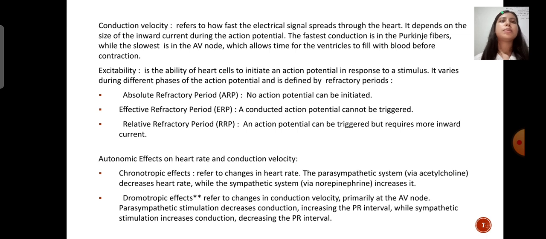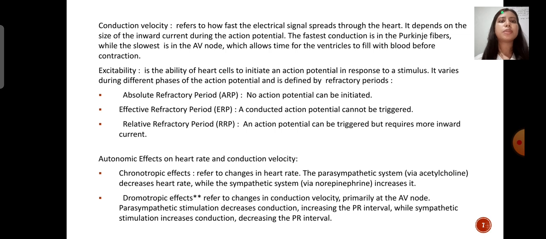Now, excitability is the ability of the heart cells to initiate an action potential in response to a stimulus, and it varies during different phases of the action potential and is also defined by refractory periods: the absolute refractory period, where no action potential can be initiated; the effective refractory period, where a conducted action potential cannot be triggered; and the relative refractory period, where an action potential can be triggered but requires more inward current.